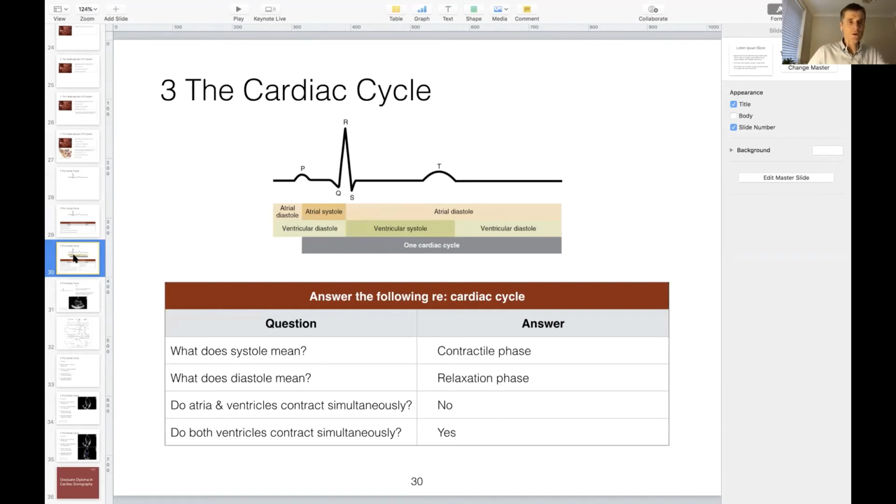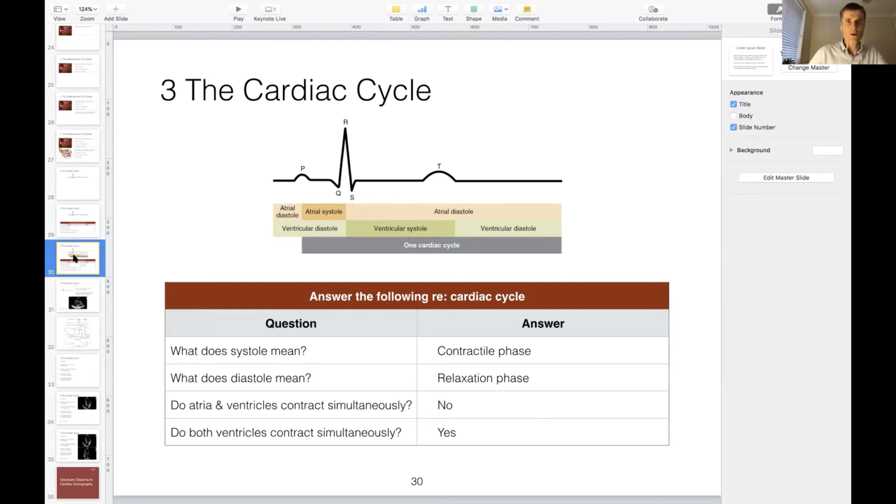Systole, I think it's a Greek word that just means contract. So when we're talking about systole, we're talking about a contractile phase. Diastole, again, is a Greek word that means relax. So we're talking about the relaxation phase. Do the atria and ventricles contract simultaneously? No. The atria contract before the ventricles.